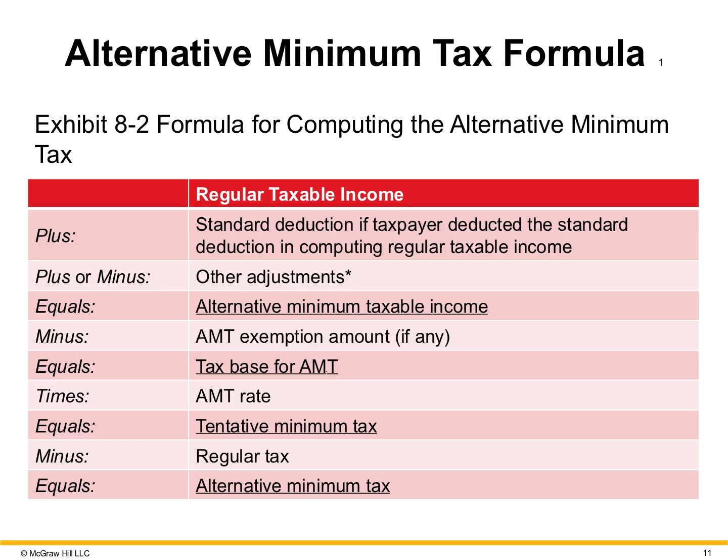Then we take our tentative minimum tax and then we subtract out our regular tax. And then if there is an excess amount, so if our tentative minimum tax is greater than our regular tax, then that would result in a taxpayer having an alternative minimum tax amount.